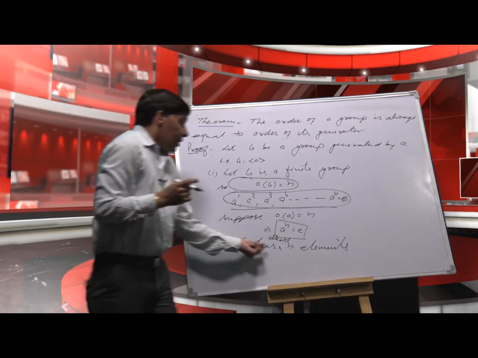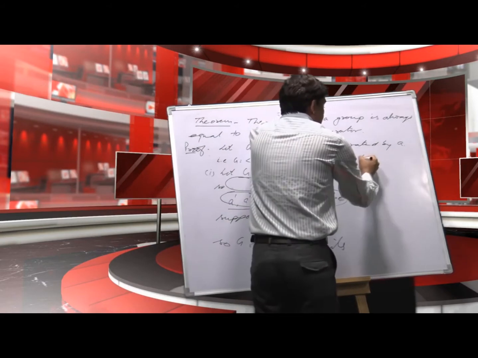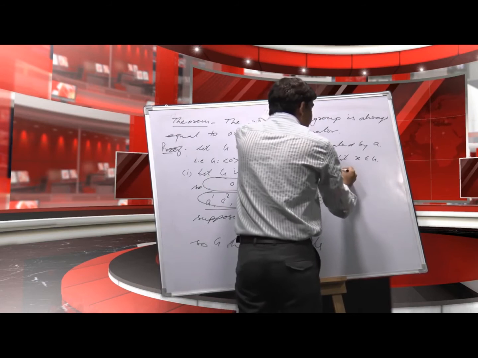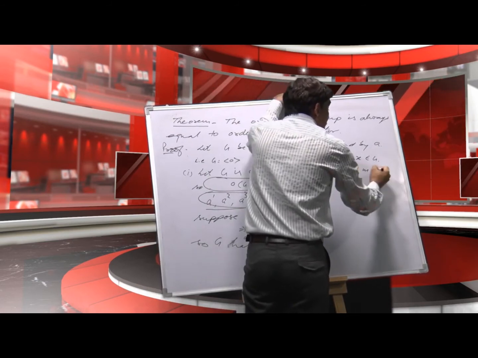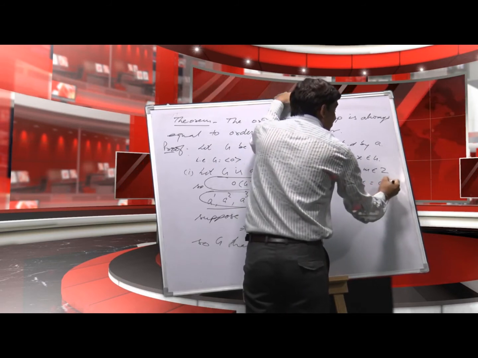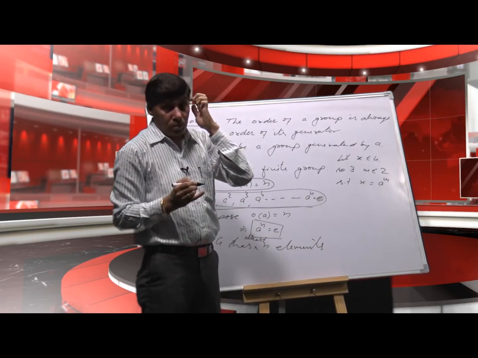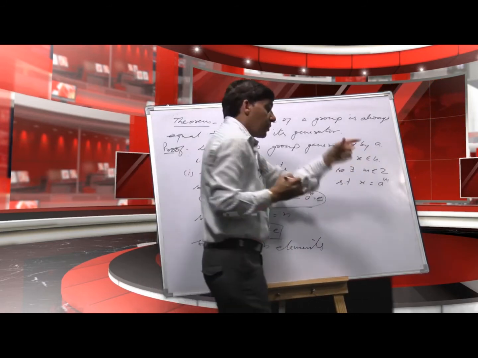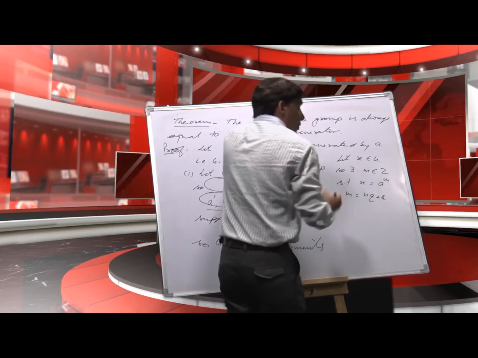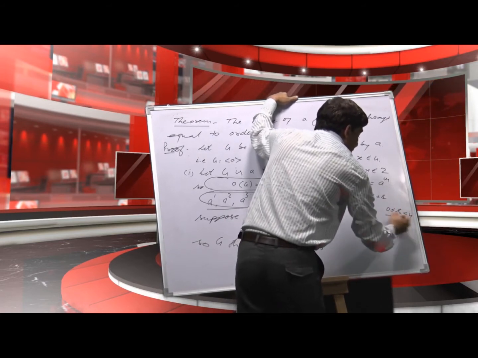If G has more than n elements, let x belong to G. So there exists m belongs to Z such that x is equal to a raised to power m. By the division algorithm theorem, m is an integer. We can write it as m is equal to nq plus r, where r is greater than or equal to 0, less than n.